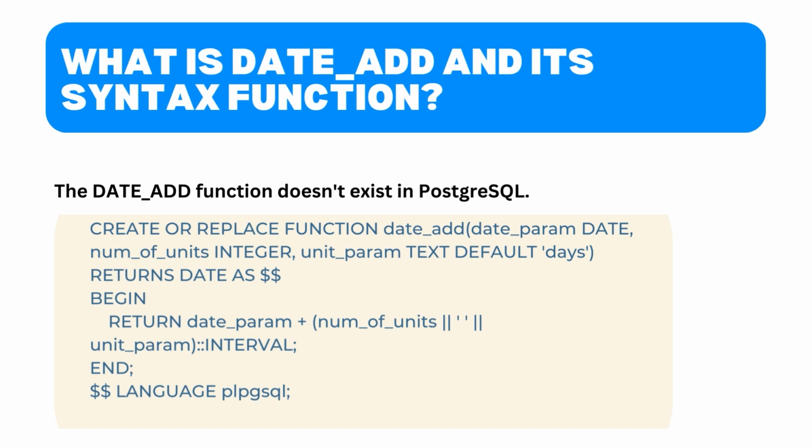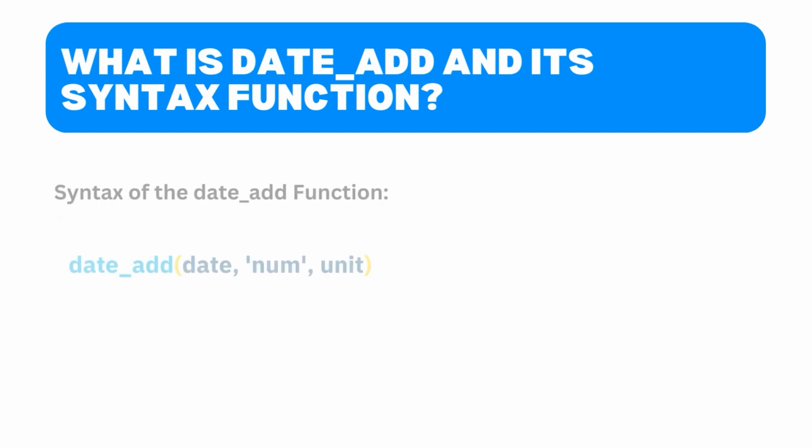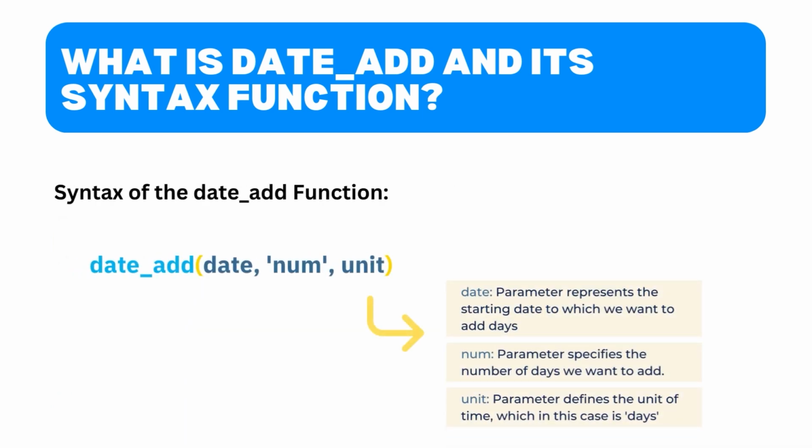Before we start using a date add function, let's take a look at its syntax. The date parameter represents the starting date to which we want to add days, and the num parameter specifies the number of days we want to add. Lastly, the unit parameter defines the unit of time, which in this case is days. Now let's take some examples and understand how to add days to a date.